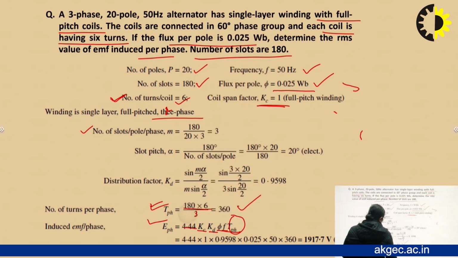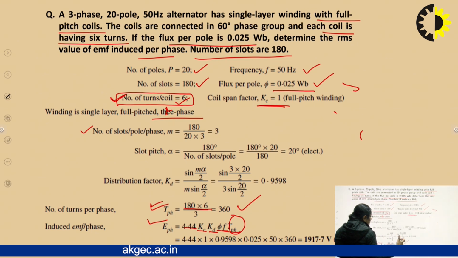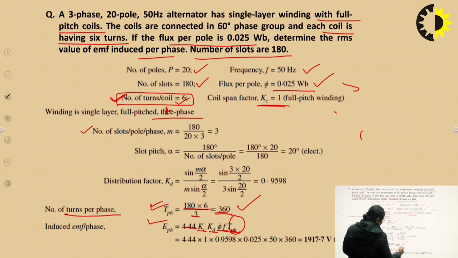Number of turns, let us pay attention here. Number of turns per coil are given to us as 6. Each coil is having 6 number of turns, right? So we can very well write here that total number of turns per phase would be number of slots multiplied by number of turns per coil divided by 3 to get the per phase value. It comes out to be 360. So we have got the value of Tph.